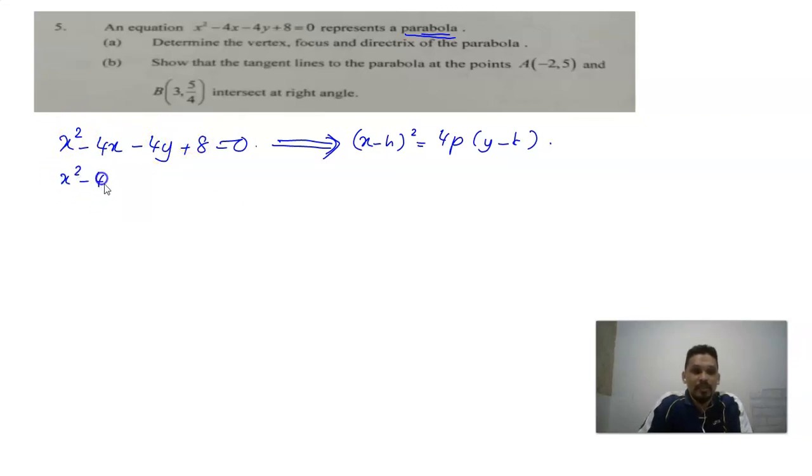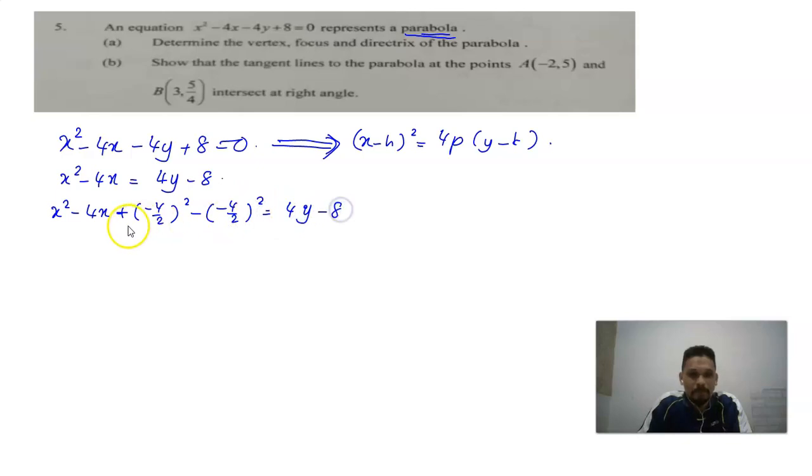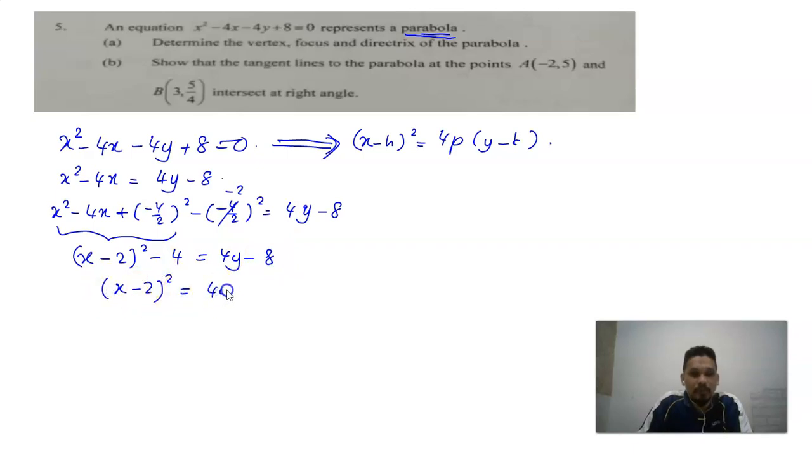Okay, so x squared minus 4x equal to 4y minus 8. We call completing the square for this part here. x squared minus 4x plus (negative 4 divided by 2) squared, minus (negative 4 divided by 2) squared, equal to 4y minus 8. So these 3 parts here, we simplify: (x minus 2) squared, minus (negative 2) squared, equal to 4y minus 8. Then (x minus 2) squared equal to 4y, negative 4 brought to here becomes positive, so negative 8 plus 4, minus 4. So then (x minus 2) squared equal to 4(y minus 1).